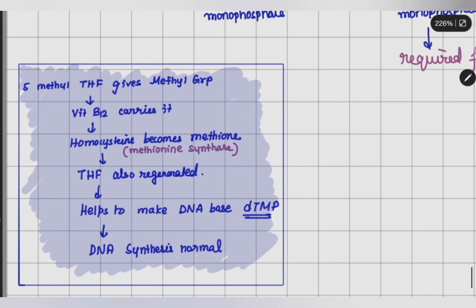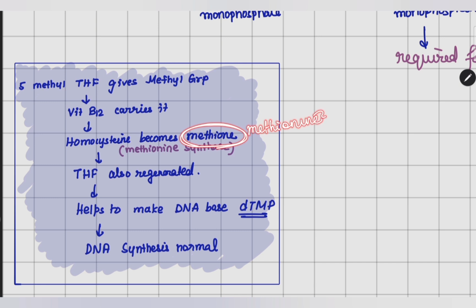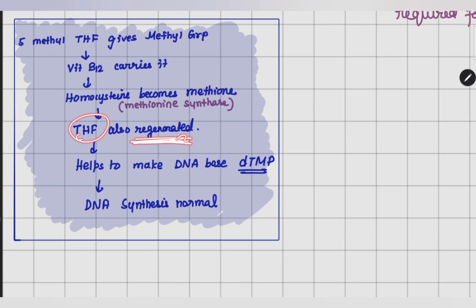Now let's summarize. 5-methyl tetrahydrofolate gives the methyl group which is carried by vitamin B12 and it is given to homocysteine so that it can become methionine. In this process, tetrahydrofolate is also regenerated and it helps to make the DNA base, that is thymidine, and then DNA synthesis is normal if all this process happens in a fruitful way.